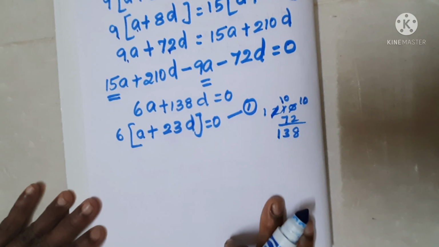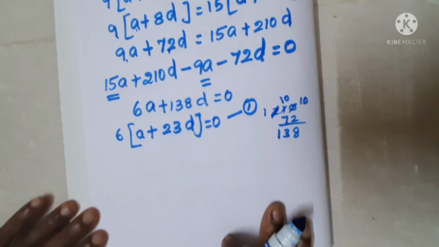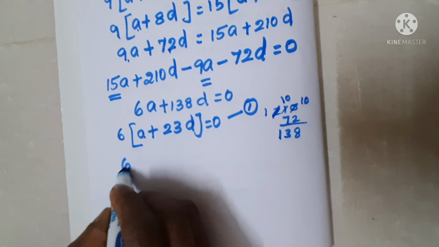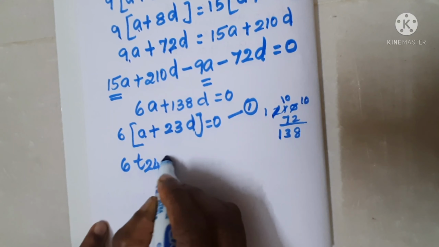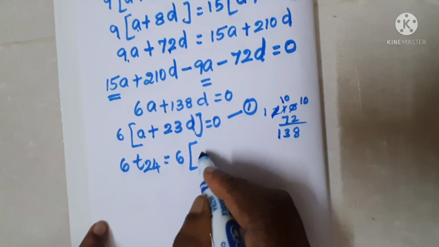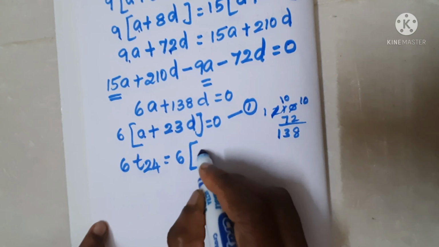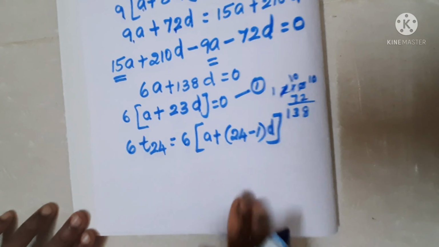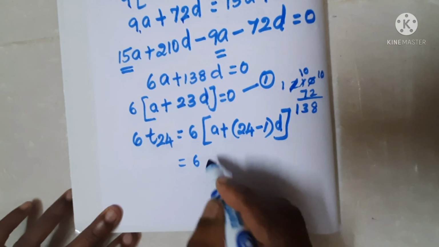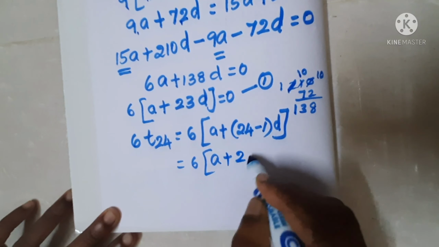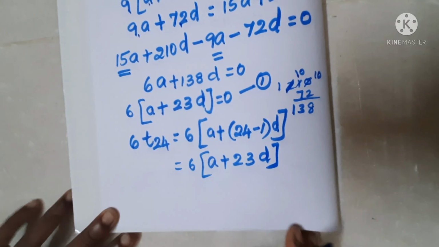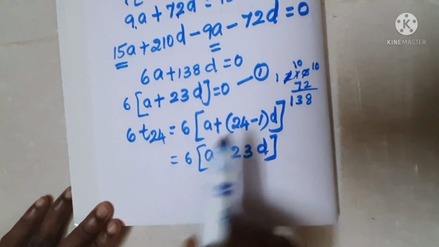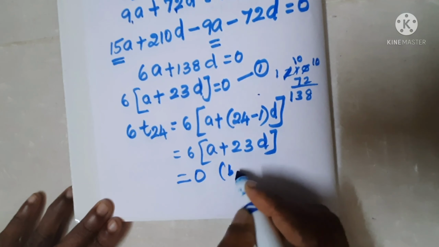Now we want to prove 6 into T24 is equal to 0. So find out the value for 6 times T24, which is 6 into a plus n minus 1 into d, a plus 24 minus 1 into d. So using that formula, this T24 can be written as a plus 24 minus 1 into d, that is equal to 6 into a plus 23d. Okay, so already you know by equation 1, 6 into a plus 23d is equal to 0. So this is equal to 0 by equation 1.